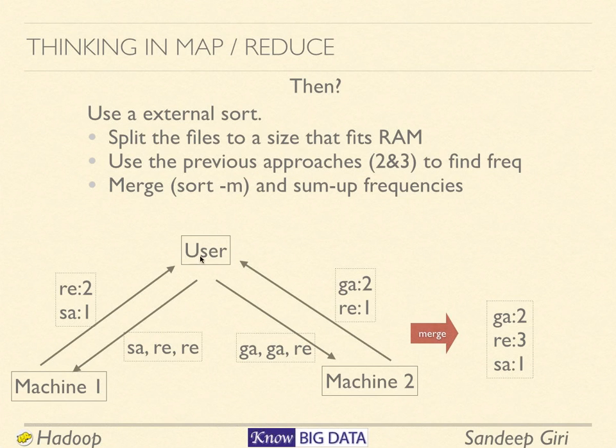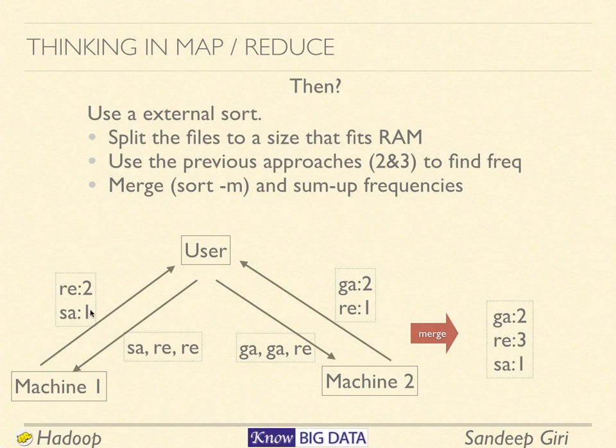Okay, so here there's a user. The user has asked machine 1 to do the counting on a list of words called sa re re, and machine 2 ga ga re. Both of these machines are returning the frequency. First is saying the frequency of re is 2 and sa is 1, in increasing order. Not increasing order of the counts, but increasing order of the alphabet. So R comes first, S comes later. All right, and similarly machine 2 gave back ga has come twice, re has come once.